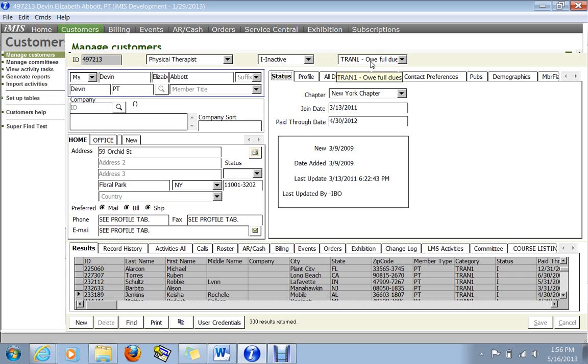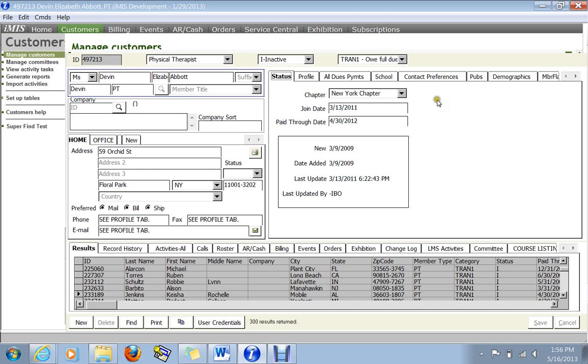So when they choose not to take advantage of the Career Starter dues, and it's outside of a year, then we charge them the full dues when they come back and pay for their membership. So that's a PT Tran 1 or PTA Tran 1.